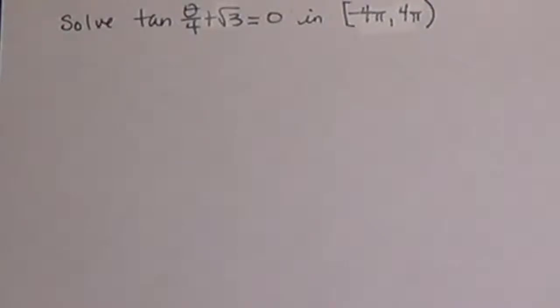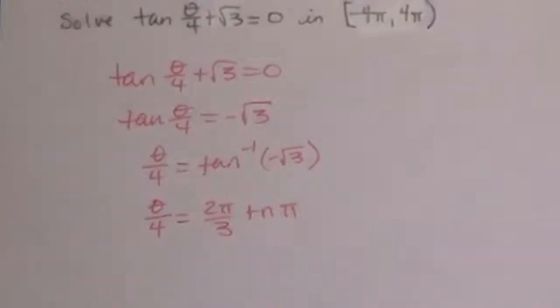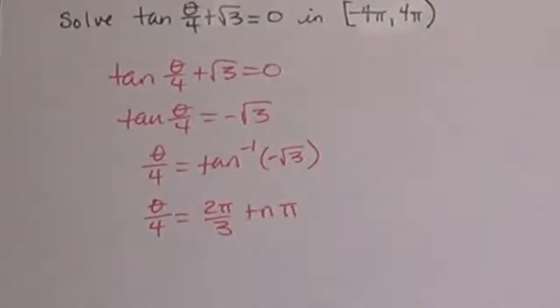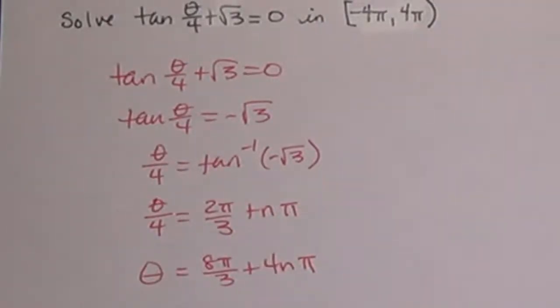So again, here we're looking at, in this case, a minimal angle. It's not a multiple, where it's theta over 4. So we're again going to start by isolating the trig function and then taking the inverse and then solving. So theta over 4 will equal 2 pi over 3 plus n pi, and now we're going to multiply by 4 to get that value for theta. So this gives us all of the solutions.